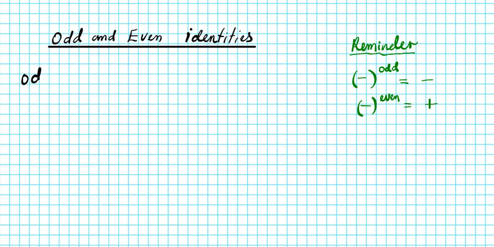Now, let's do the odd ones first. Odd ones, you put a negative, you get negative back out. So sine of negative x, sine is an odd function. So when you have a negative angle, it becomes negative sine x. Cosecant, its reciprocal, exhibits exactly the same behavior. Why is that? Reciprocating a function does not alter the sign. So cosecant is odd also. So we have negative cosecant x.